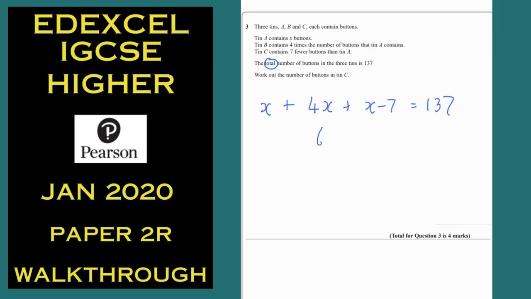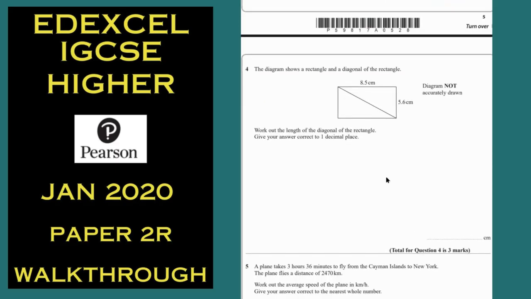So all the x's together give us 6x. We add 7 to both sides for 144. And we get that x equals 24. But it's a bit easy to fall into the trap and think that's the right answer. Be careful. It says work out the number of buttons in tin C. x is tin A. So we've got to subtract 7. Very easy to fall into that trap.